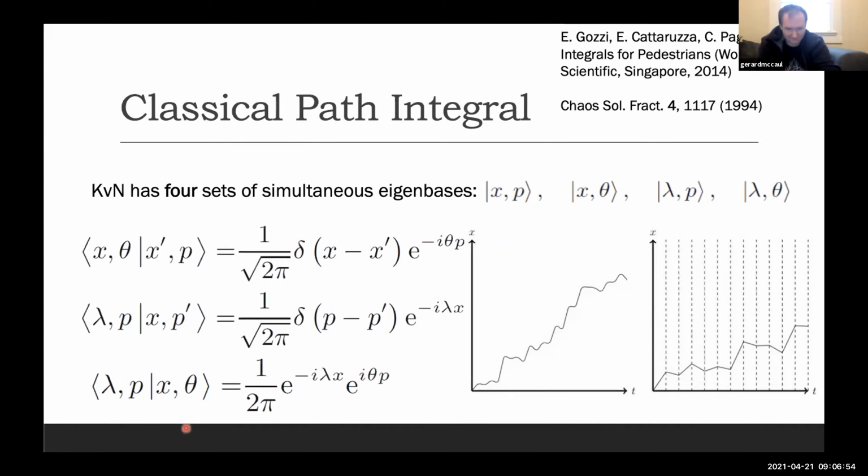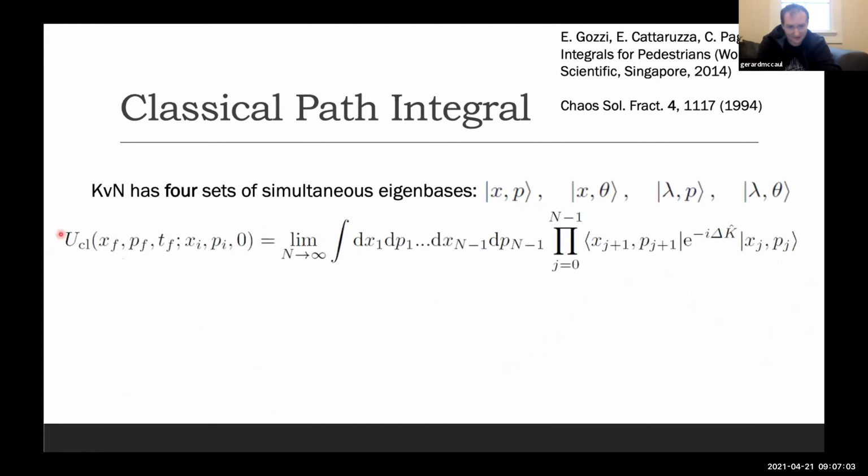And this is relatively easy to do. You do it again exactly as you would in quantum mechanics. So when you do this, the idea is that you take your propagator that's taking you from an initial point in phase space to a final point in phase space, and you represent it with a set of infinitesimal evolutions.